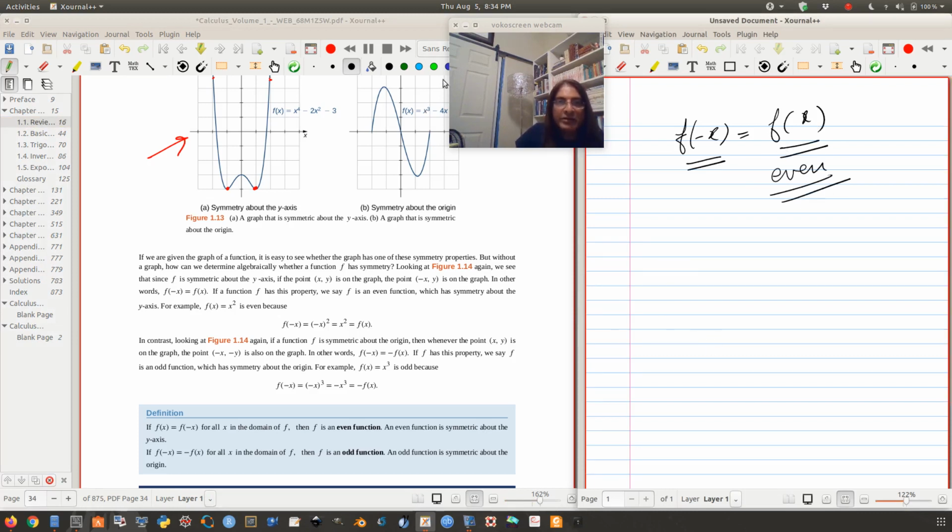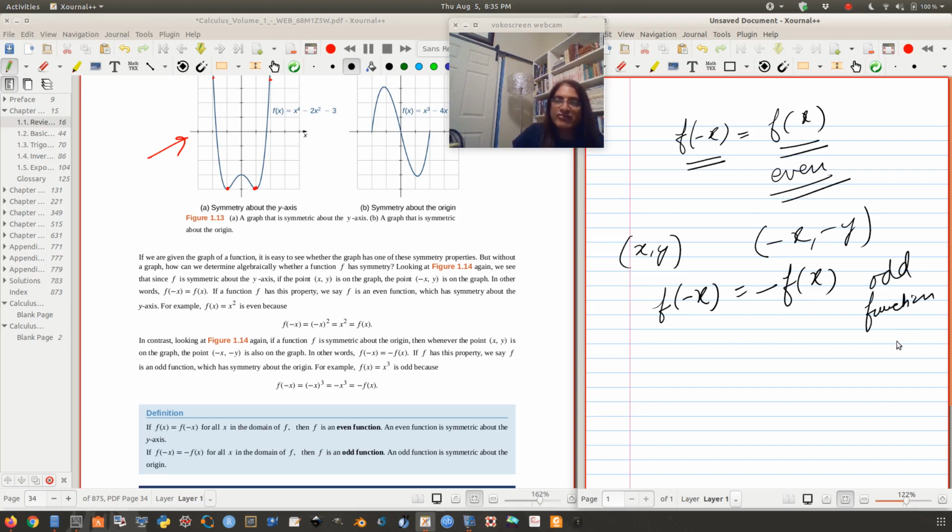On the other hand, if you rotate by 180 degrees, if it's symmetric about the origin, that means if you have a point (x, y) on the function, then the point (negative x, negative y) should also be on the curve. So that essentially means that f of negative x should be equal to negative of f of x. Okay, so that is called an odd function, or a function that is symmetric about the origin.